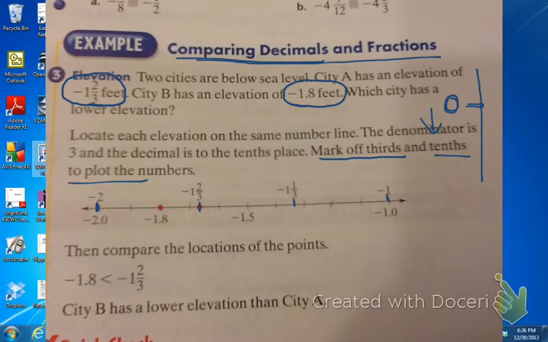What I'd like you to do is go ahead and make this negative 1 2/3 a decimal that you can compare to negative 1.8.